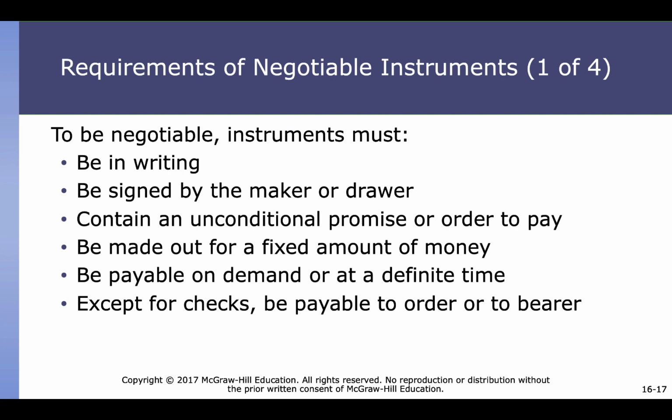Negotiable instruments require the following. They have to be in writing. They have to be signed by the maker or the drawer. They have to contain an unconditional promise or order to pay. They have to be made out for a fixed amount of money. They have to be payable either on demand or at a definite time. And then except for checks, they have to be payable to the order or to the bearer.